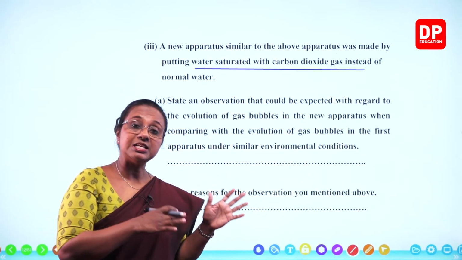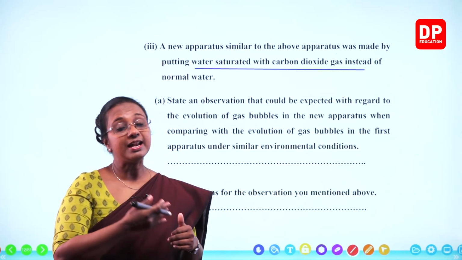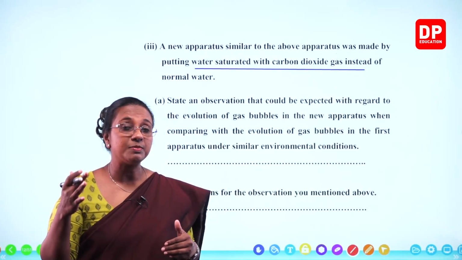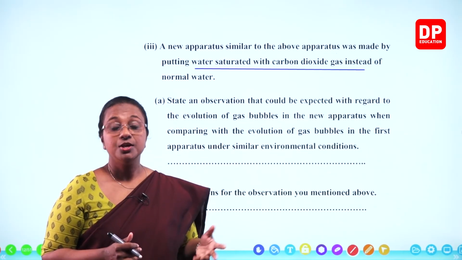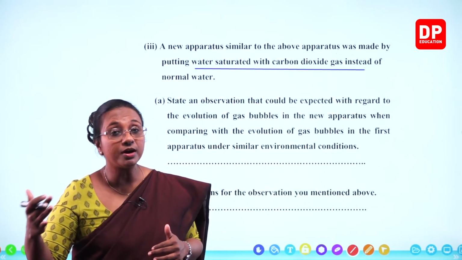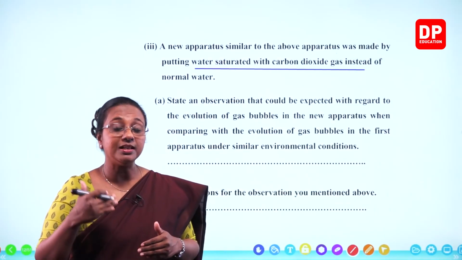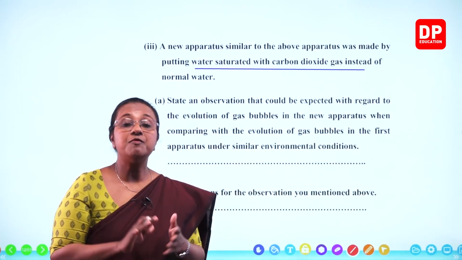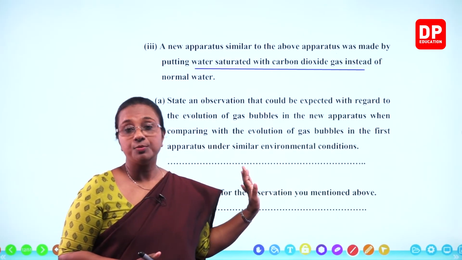So let's say initially in the first setup, there is a certain amount of carbon dioxide. When that is used up, photosynthesis will stop, so the liberation of gas bubbles will stop. But here there is more carbon dioxide. Because of that, photosynthesis will take place for a longer period of time. Then of course, you will see the gas bubbles being liberated for a longer period of time. So you can write one of the two observations. But as I do, I'll be writing both observations.